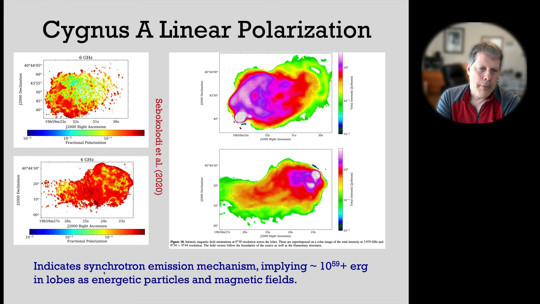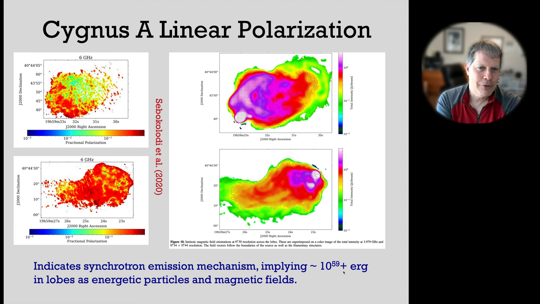Okay, and then of course from our physical understanding of synchrotron emission, we can calculate the amount of energy in these lobes. The idea is the emission that we're seeing is coming from synchrotron, from relativistic charged particles spiraling around magnetic fields, and we can calculate from our physical understanding of synchrotron how much power is in these lobes, and it's enormous. It's like 10^59 ergs or more in the lobes of Cygnus A, and that energy, of course, is locked up in the energetic particles and in the magnetic fields. So that's a huge amount of energy. 10^59 ergs is an enormous amount of energy.